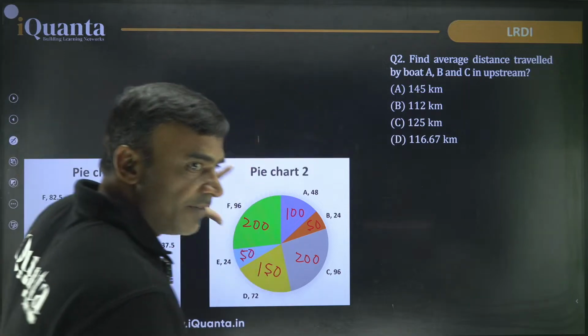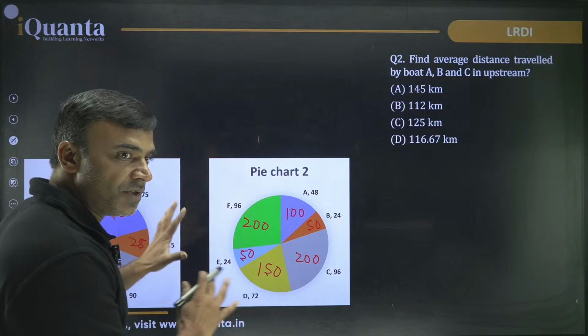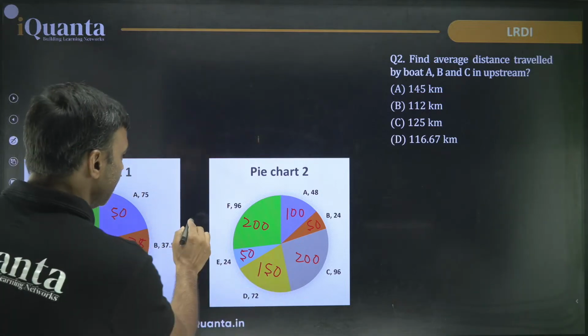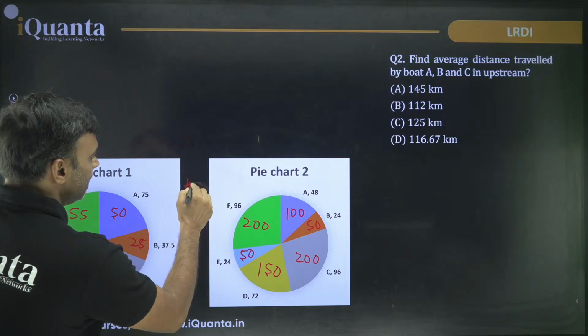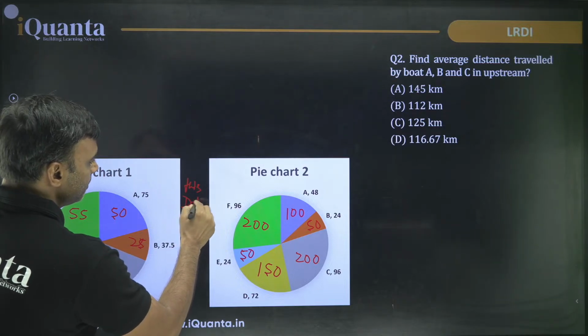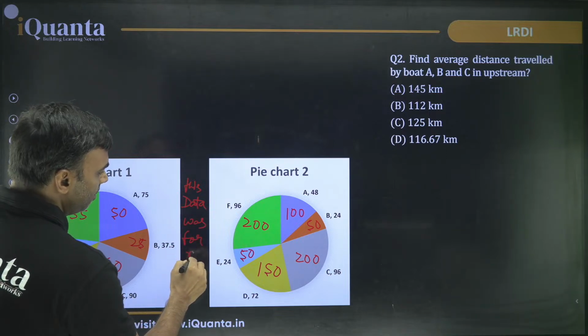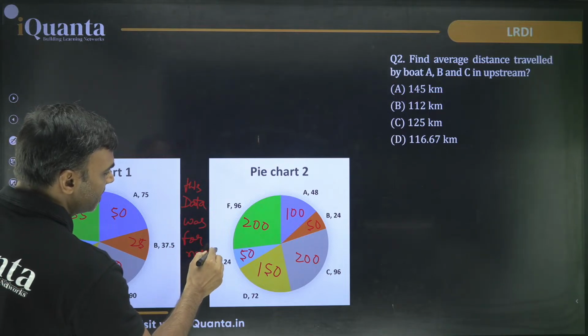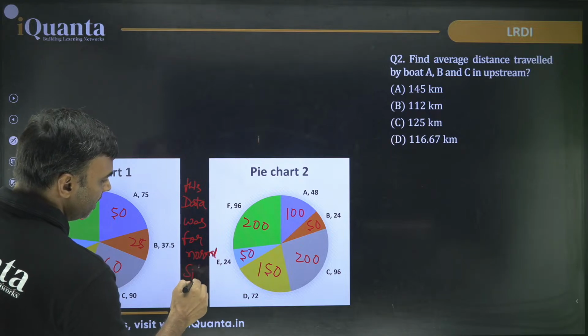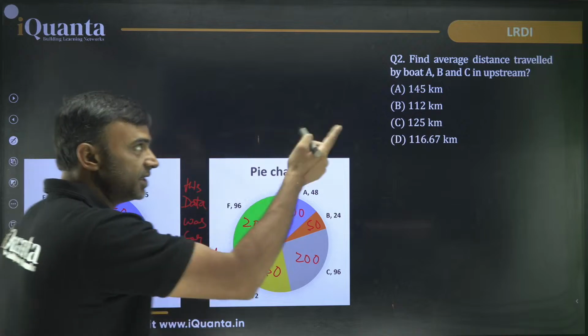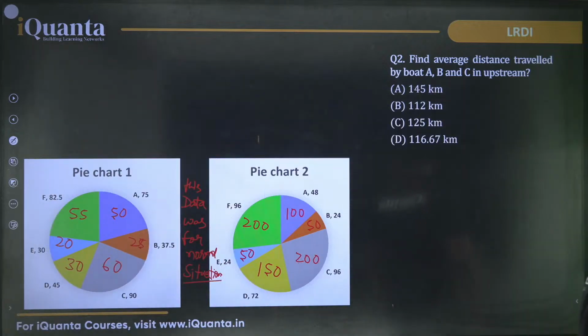So this data was given for the normal situation, right? Still water, you can also say still water. This data was for normal condition, normal situation. Normal situation means no upstream, no downstream. But the questions are for upstream, downstream. So be careful, read carefully.